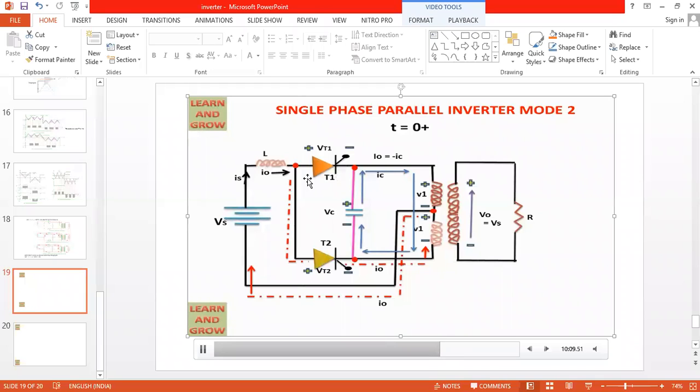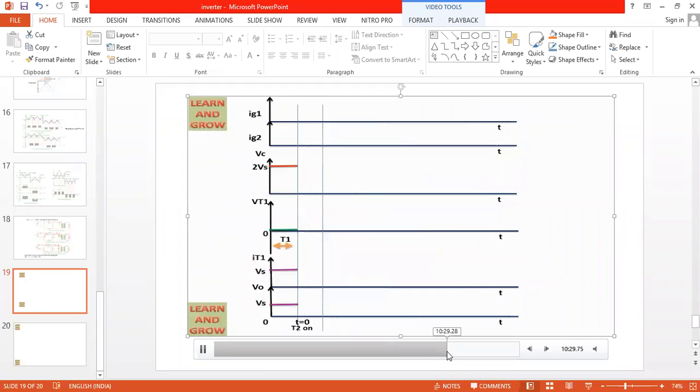Right. So here this is the same circuit animation. Now the current flows through the load. So now we complete the waveforms here. What are the waveforms we got? 2 Vs. So the parallel inverter waveforms will be different.